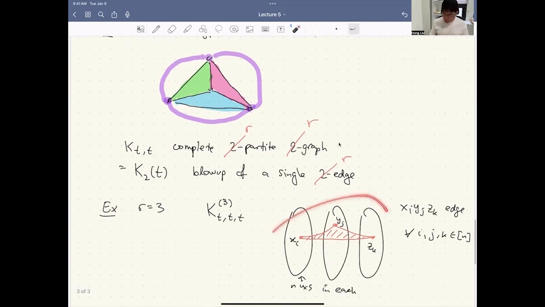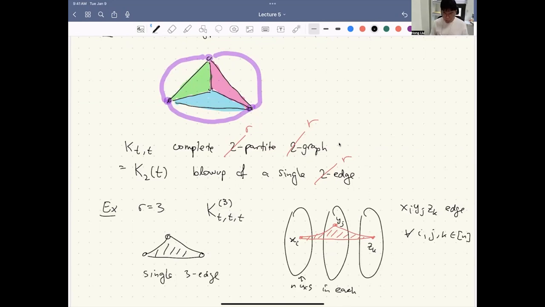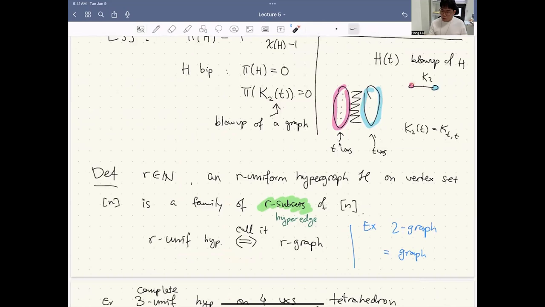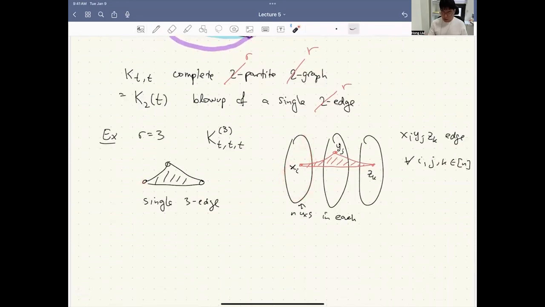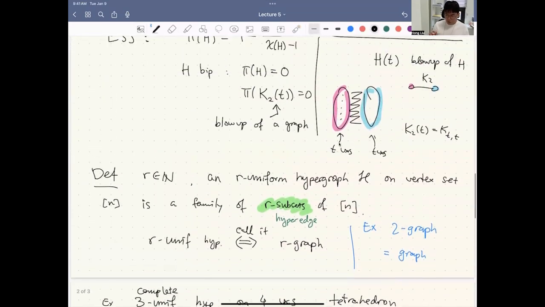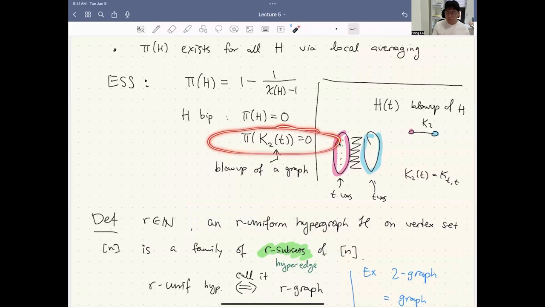And this can also be viewed as the blow-up of a single hyperedge. This is a single 3-edge. How do we blow it up? In terms of our terminology, we blow up vertices to independent sets, and whenever there's an edge, we put an edge between their corresponding copies. So here we blow up these to independent sets, and whenever there's an edge, we put an edge between one copy of each. So the generalization of this statement, this is what I want to mention.